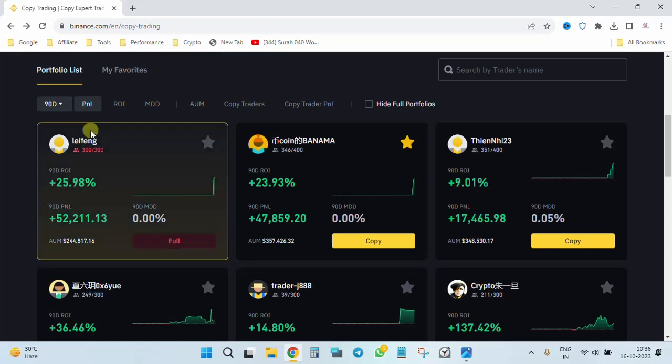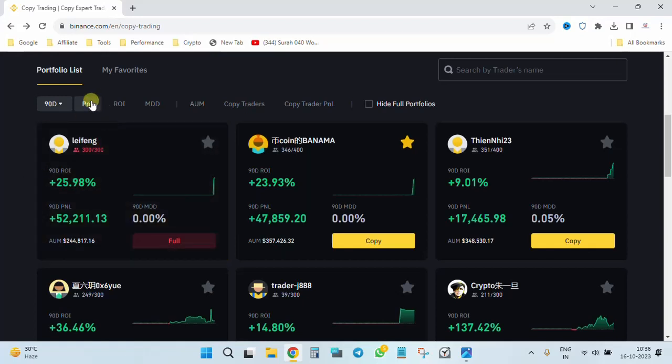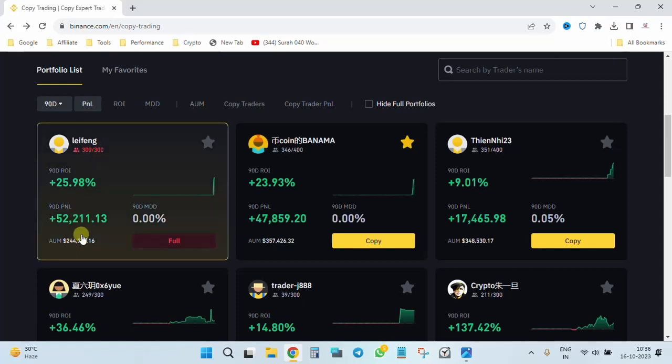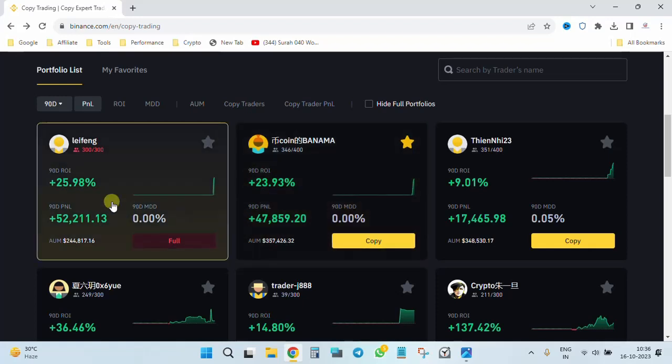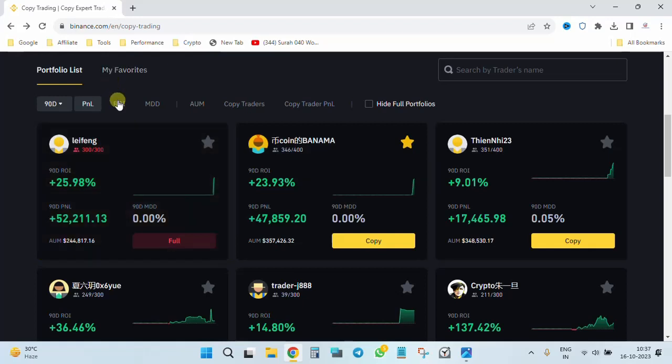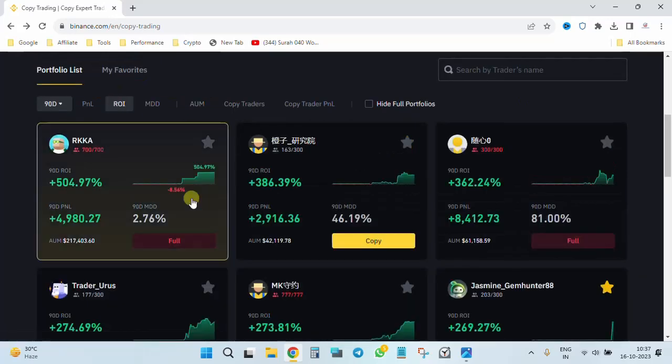Next, many people would be tempted to go by the PNL. You can see here $52,000 worth of profit, $47,000, $70,000. This looks good, but when you're talking of such PNLs, obviously the capital invested would also be very high. So it doesn't give you a correct picture of the capacity. The correct thing would be to go by the ROI, which is return on investment. Once you have done this, you can see the ROI for this particular trader is 500% over a period of 90 days.